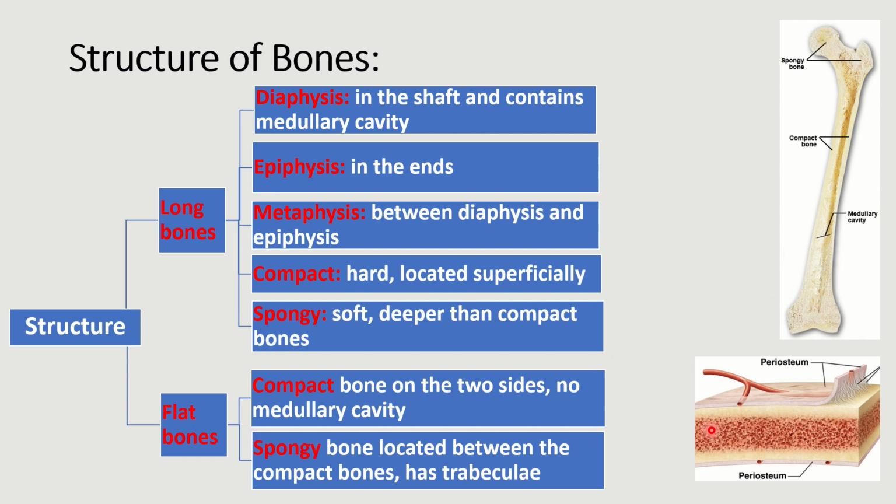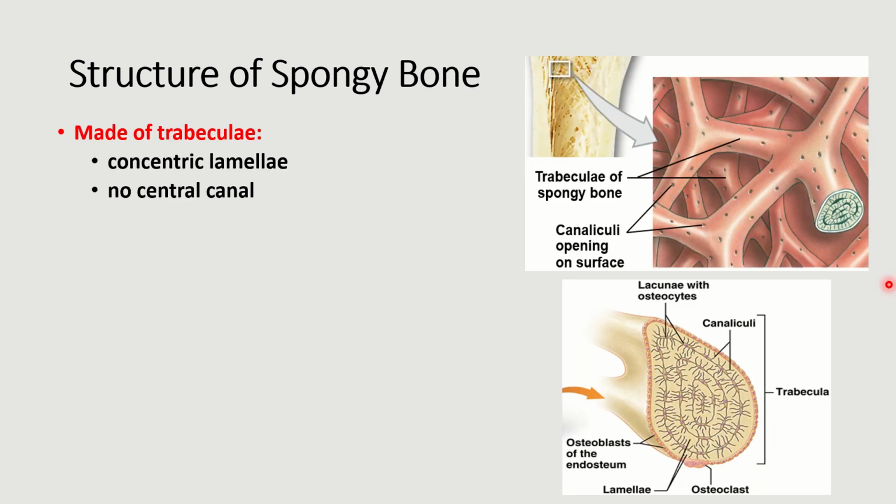And the flat bone does not have a medullary cavity. The superficial area is made of compact bone, and in the middle is made of the spongy bone. The spongy bone is also called trabeculae. So here is the larger image of the trabeculae.